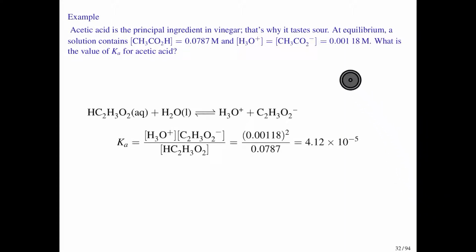In this problem, it's a little bit different. What they're asking us to do is to calculate the Ka value for a weak acid, acetic acid, given the equilibrium concentrations of acetic acid, hydronium, and acetate.